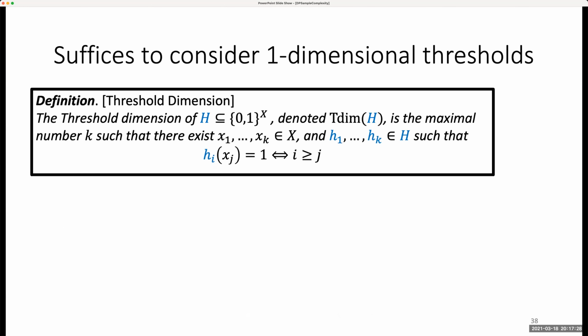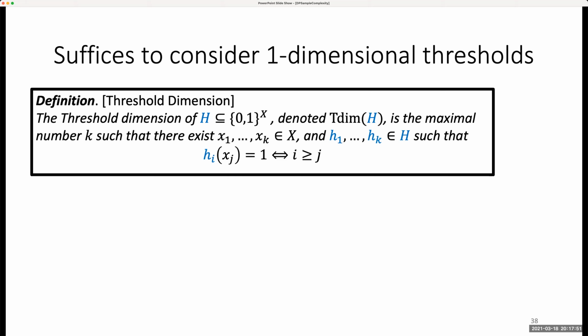Okay, so let me first discuss the reduction to thresholds, and there is even an open question here, which I will ask you soon. So how do we capture the fact that it suffices to only consider one-dimensional thresholds? For this, let's introduce another definition, the threshold dimension.